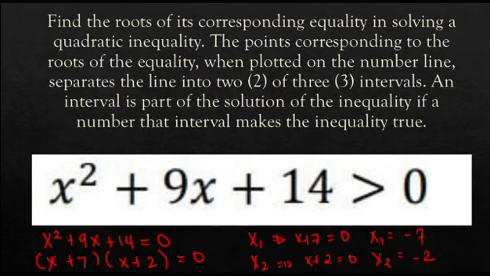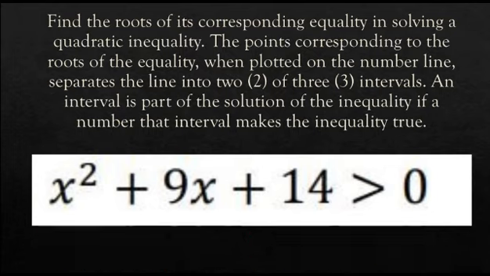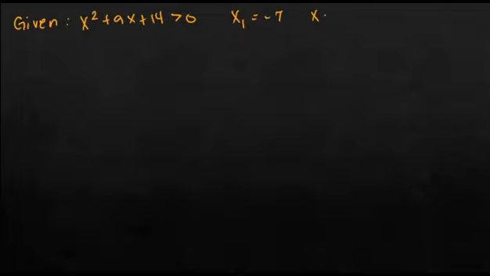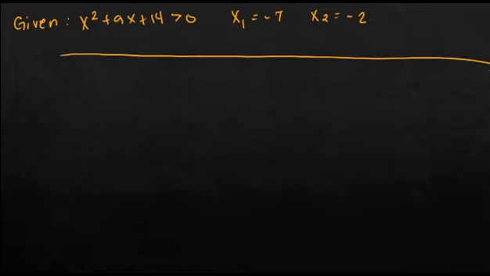Okay, going back with the next page. Let's go to the next page. Okay, so let's write first the given here. So that is x squared plus 9x plus 14 greater than 0. So we solved x sub 1 a while ago. We have negative 7 and x sub 2 which is negative 2. Then we are ready to plot it on a number line.